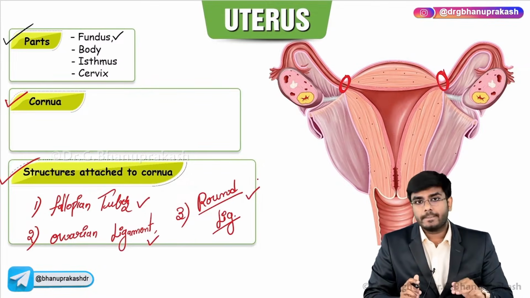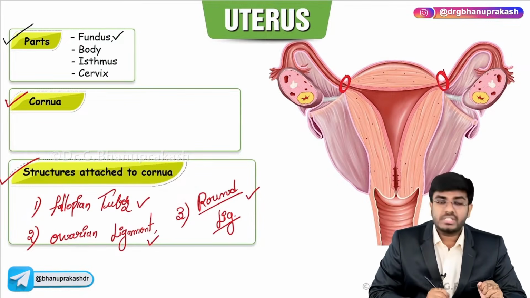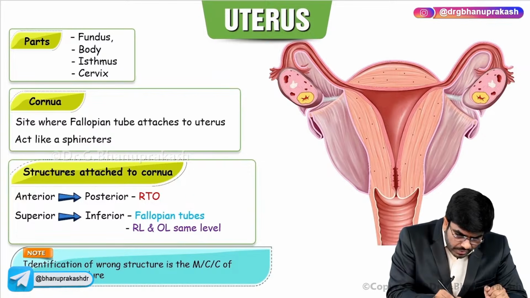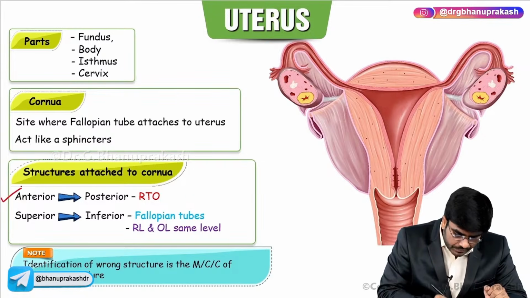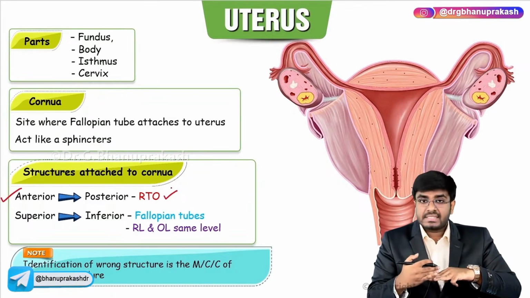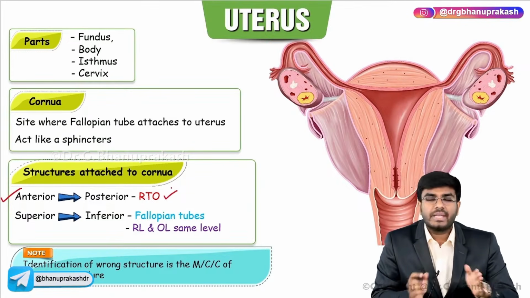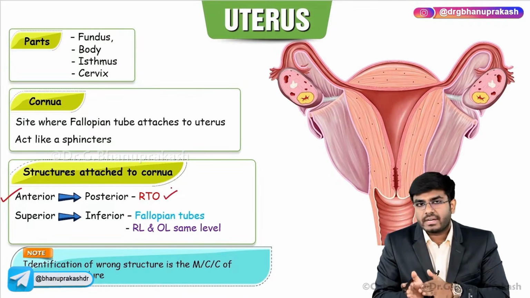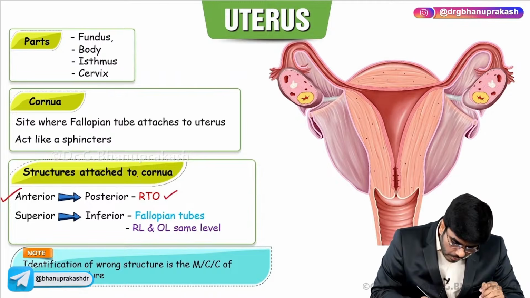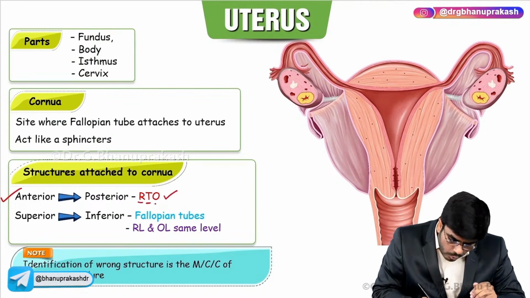But they will ask you the order, from anterior to posterior. Please concentrate on this slide: from anterior to posterior, the structures which are attached are in the order of RTO. The mnemonic is RTO, Road Transport Officer. R for round ligament, T for tubes, our fallopian tubes, and O for ovarian ligament.